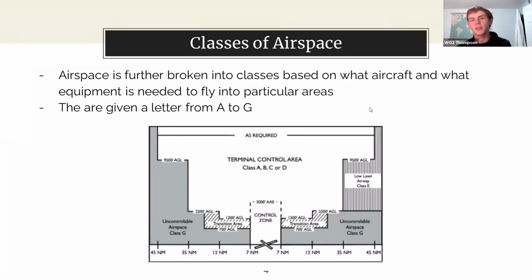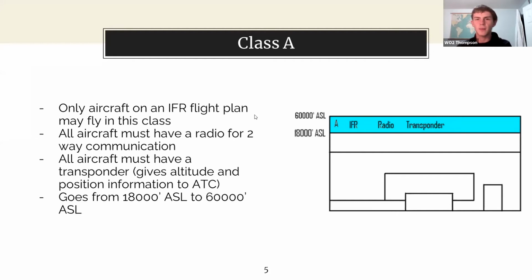Airspace is broken into areas A through G, as well as terminal control areas, which are usually C, D, or E. Class A is above 18,000. It's for IFR only, and you need a radio. Remember, throughout, you can ask me questions, and hopefully I can answer them.